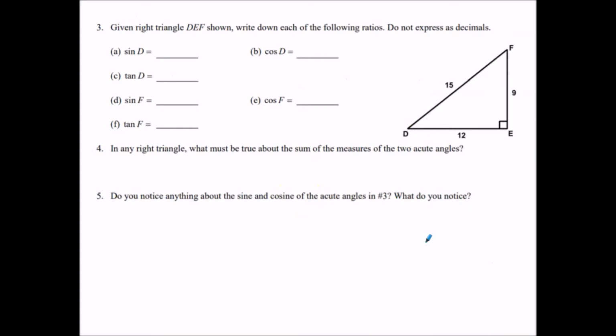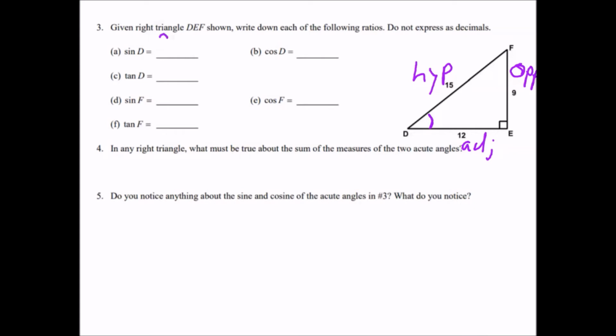All right, given right triangle DEF shown, write down each of the following ratios, do not express as decimals. So we're just going to write a fraction. All right, so the first set of 3 are using D as a reference angle. So sine of D, so this side here is the hypotenuse. It's opposite the 90-degree angle. This side here is opposite the reference angle, which is D, and so that makes this the adjacent side.